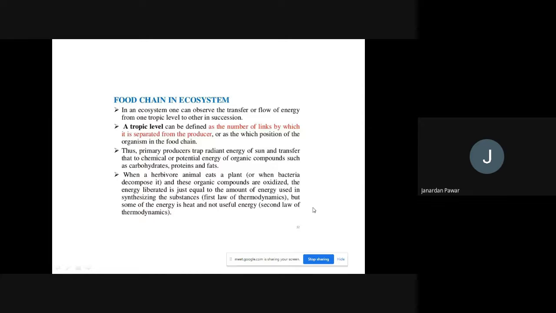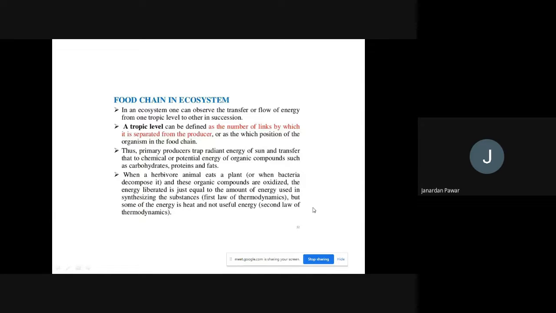Lastly, when a herbivore animal eats a plant, or when bacteria decompose it, and these organic compounds are oxidized, the energy liberated is just equal to the amount of energy used in synthesizing the substances. This is the first law of thermodynamics. But some of the energy is lost as heat and is not useful energy. This is the second law of thermodynamics. So there are laws of thermodynamics, laws of energy.